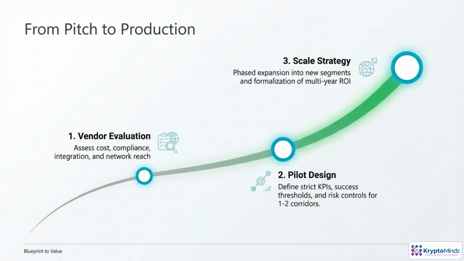Taking this from pitch to production means treating it like any other core payments change. Start by rigorously comparing vendors, costs, compliance posture, integration effort, and which corridors their network actually covers. Then design a focused pilot, one or two corridors with very clear KPIs, success thresholds, and risk controls that risk and compliance sign off on. Only after that do you scale, expanding segments and corridors in phases and locking in a multi-year ROI story for leadership.